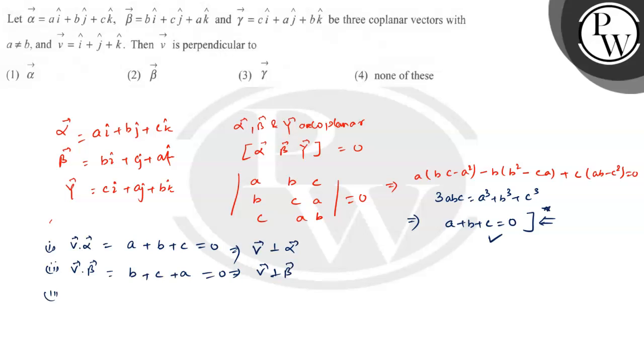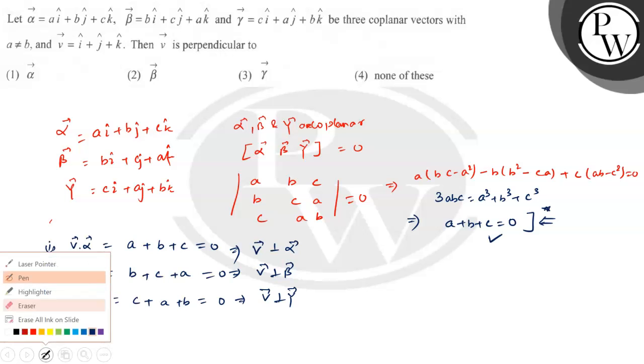Now third, v vector dot gamma vector: i cap times c i cap, that is c, j cap times a j cap, that is a, and k cap times b k cap, that is b. Again a plus b plus c, that is equal to 0, implies v vector is perpendicular to gamma vector. That means all three, alpha, beta and gamma, are perpendicular to v vector.